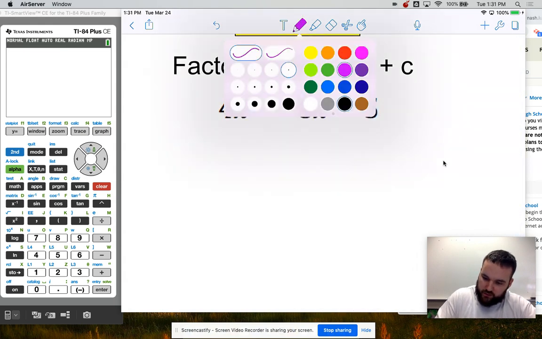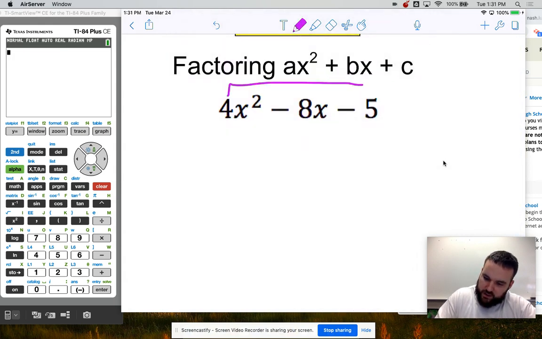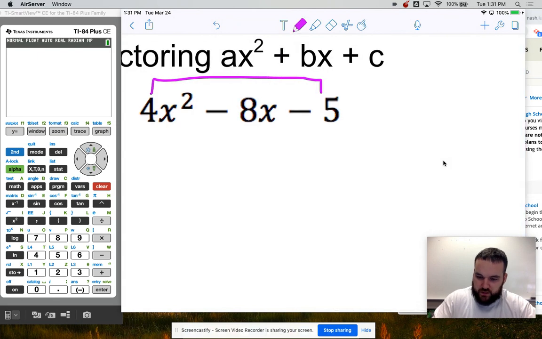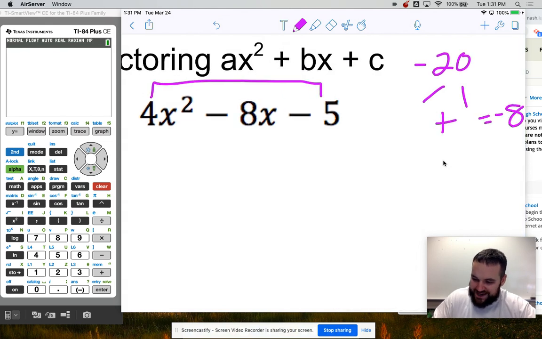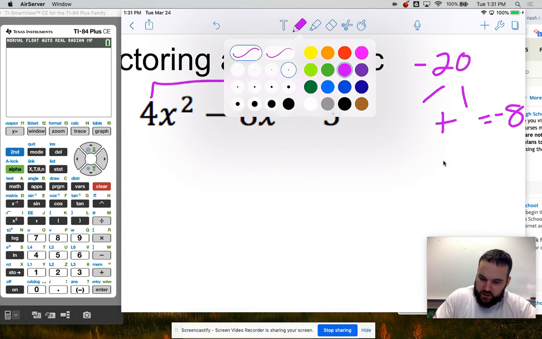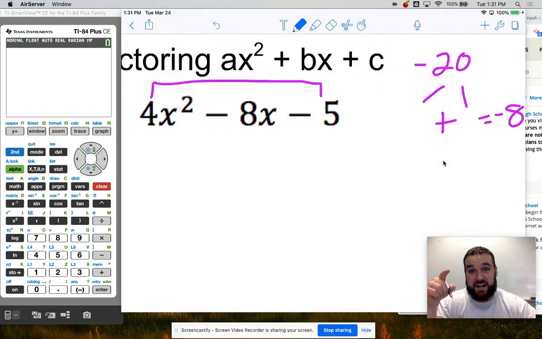So I'm going to go ahead and multiply A and C. Now here you do have to be careful because I'm multiplying 4 and negative 5. Okay, so 4 times negative 5 is going to be negative 20. So I need factors of negative 20 that add up to B, which is negative 8. Because it multiplies to negative 20, I need one positive number and one negative number.